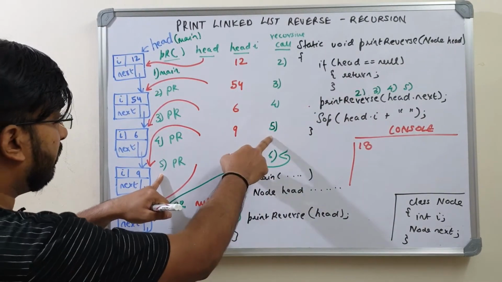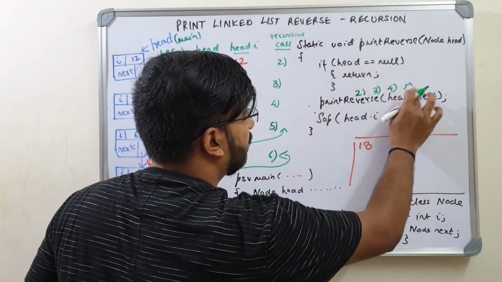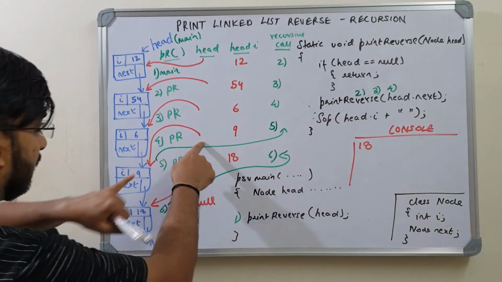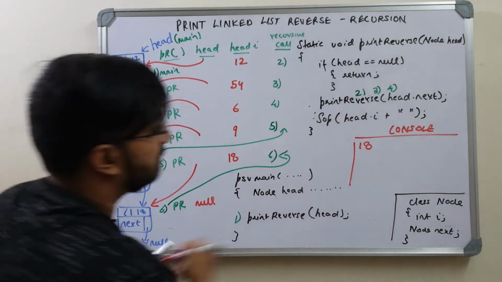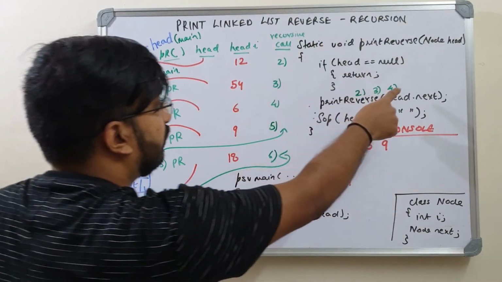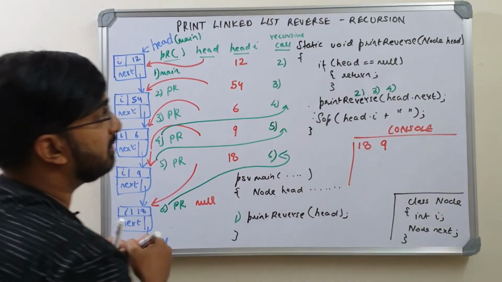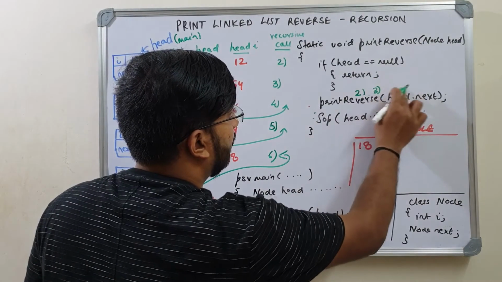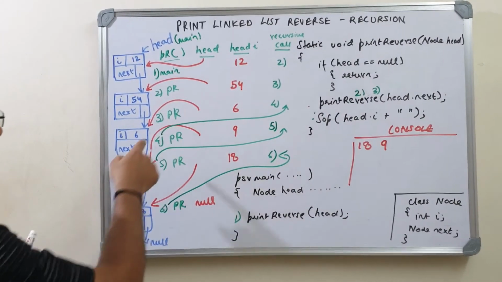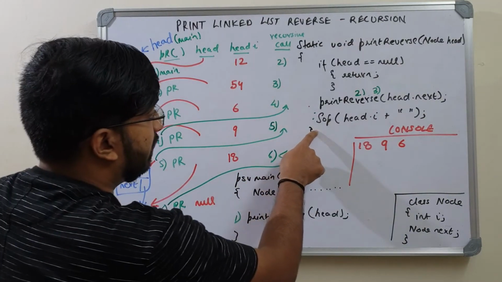So fifth was called from fourth. So you go back to the fourth call. So the call to fifth returns and you say SOP head.i. Head in the fourth call is pointing here, you print 9 and a space. You come here, the call to this method ends, you go back. So fourth was called from third. So you go to the third call. So the recursive call to fourth ends here. You print head.i. So head in the third call is pointing here. You print 6 and a space. You come here. The call to this method ends.